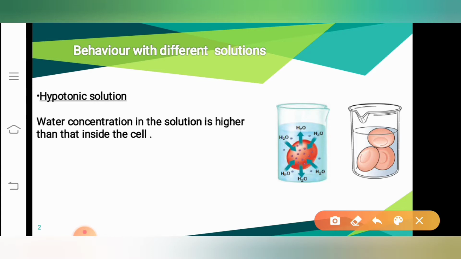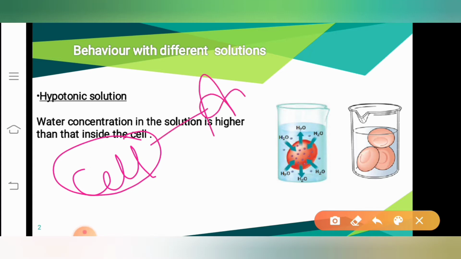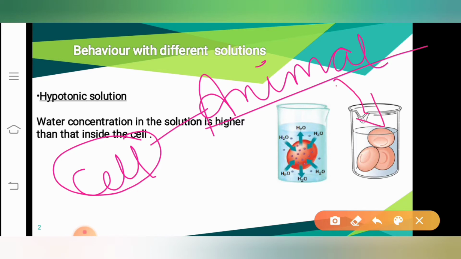Now let us take an example. If we take a cell, it may be a plant cell or animal cell. Let us take an example of an animal cell now. Think this is an animal cell, and when we keep this animal cell in water or any kind of liquid, what happens? This cell shows some kind of changes. Its behavior changes. Correct? So what is the change in behavior? Let us look at that.